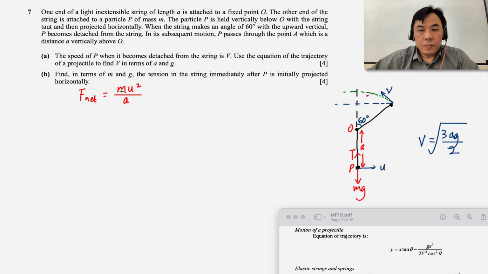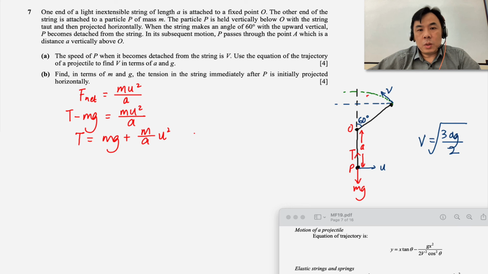Right? But before that, I'm going to include the resultant force that is acting on the particle P at this point, which is given as the tension subtract off with the weight will give us the resultant force. And then there you have it. You can rearrange that as tension is mg plus m over a multiplied by u squared. That's our first equation.